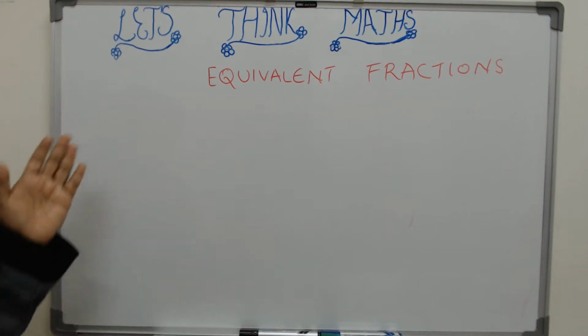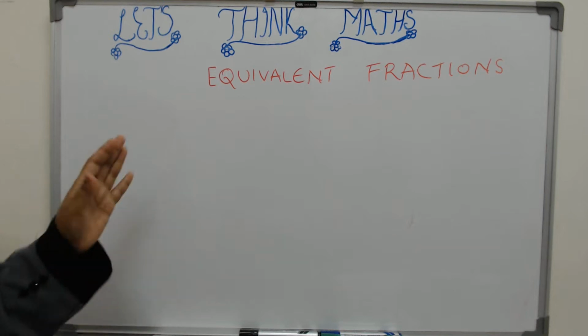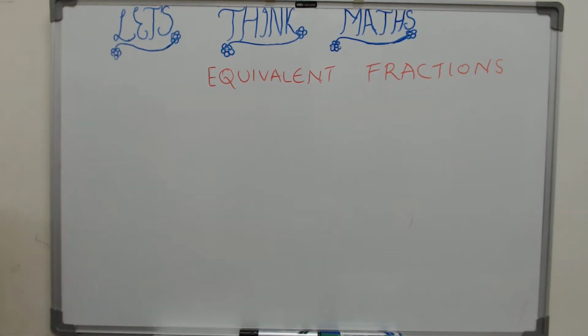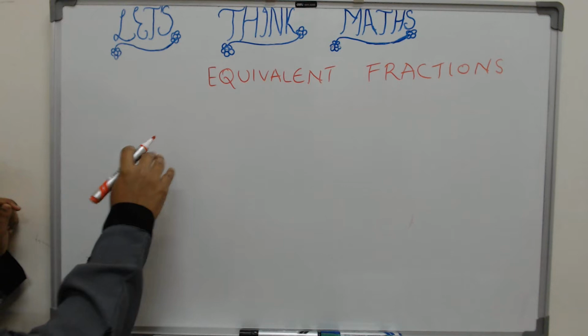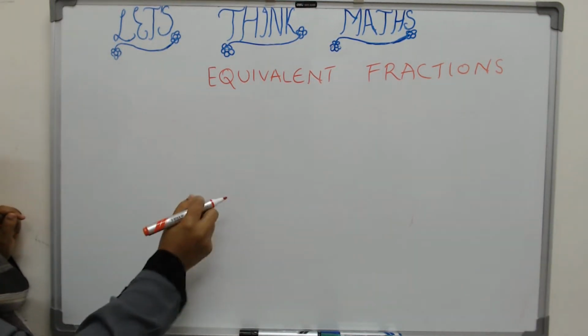In this class, let us study about equivalent fractions. Equivalent fractions are like synonyms in English language. For example, the words glad and happy are two different words, but they mean the same thing. Just like that, equivalent fractions are different fractions, but they denote the same quantity.